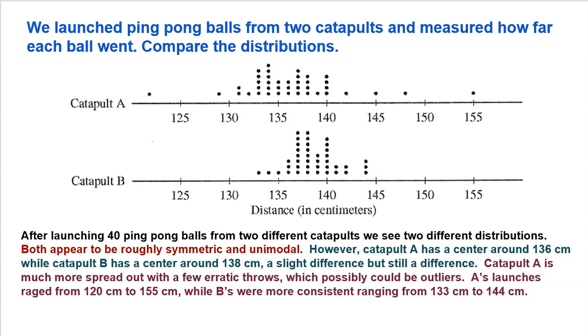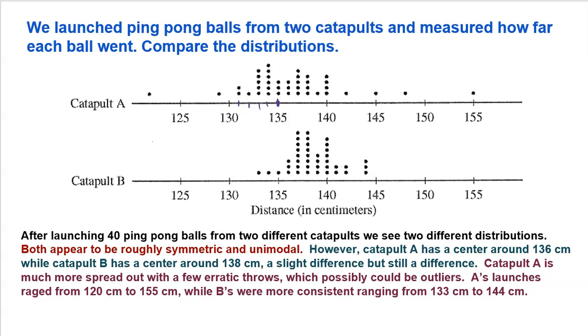We launched ping pong balls, 40 in fact, from two different catapults. So catapult A, put a ping pong ball in, launched it, and we did 40 launches from A, 40 launches from B, and every launch we recorded how far it went. Now, I know that there's some missing tick marks here, but for example, this would be 131, 132, 133, 134, and then here's 135. You have to read in between the lines a little bit.